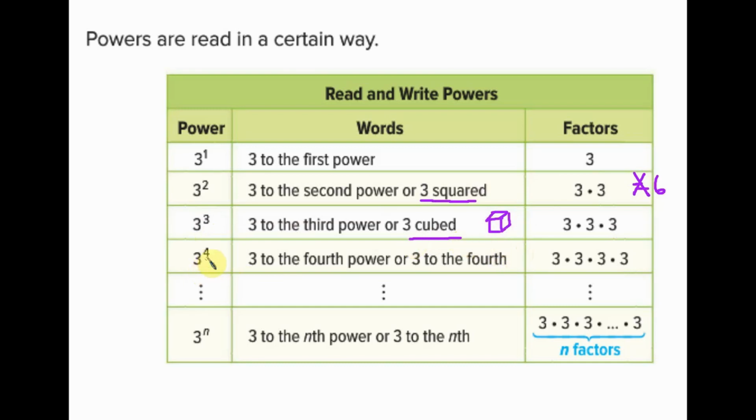After the cube, there are no special names. So when you have 3 with 4 as an exponent, you're just going to call it 3 to the fourth power, or you can just say 3 to the fourth. Sometimes they're just going to use a variable, and a very common variable that the textbook will use is n to represent the number. Depending on how many times you're multiplying, that's how you can determine what this n will be.